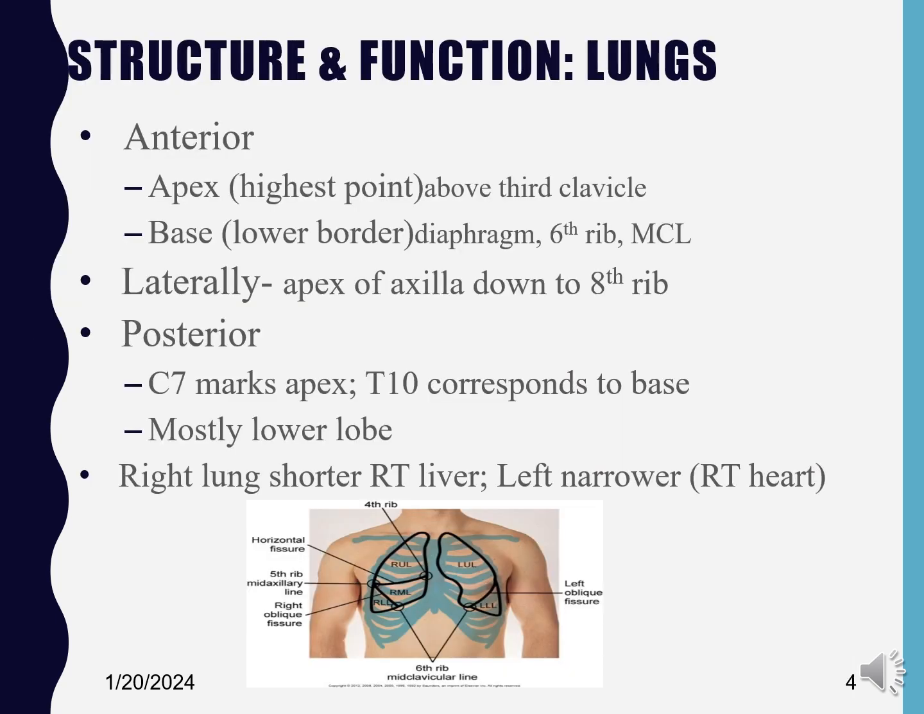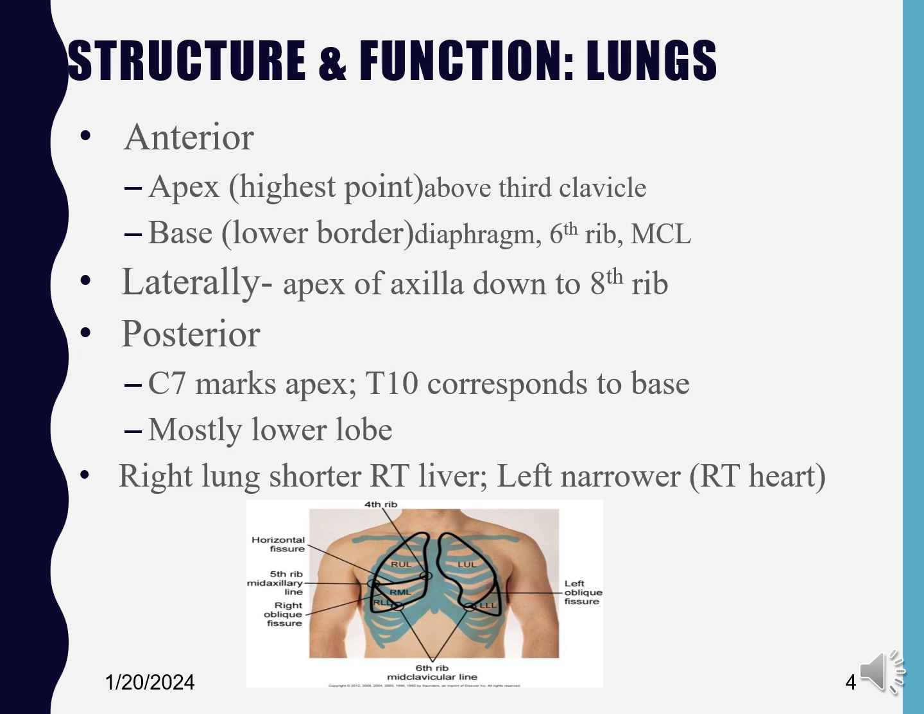We know that on the anterior part of the chest, the apex is located above the clavicle, and the base, the lowest border of the diaphragm, is at the 6th intercostal space, mid-clavicular line on each side. So the lungs start at the top and work their way laterally. So be thinking about that. The heart is more central and the lungs work their way laterally.